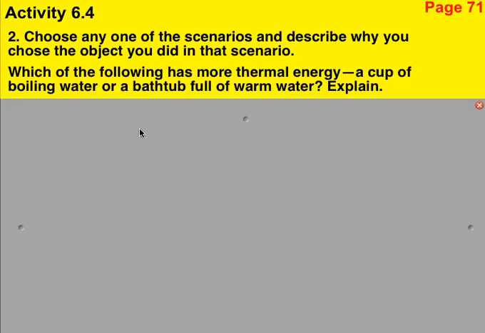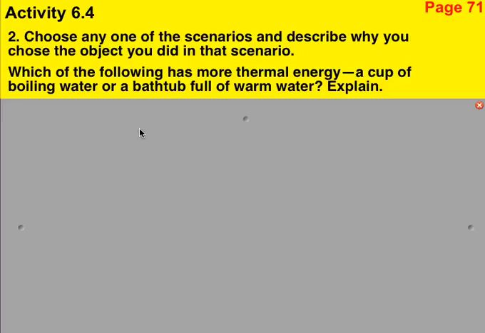So, go ahead. Now that we've discussed that, choose any one of the scenarios. Look at A, B, C, D, and E. Choose any one of the scenarios and describe why you chose the object you did in that scenario. Which of the following has more thermal energy? A cup of boiling water or a bathtub full of warm water? Explain.